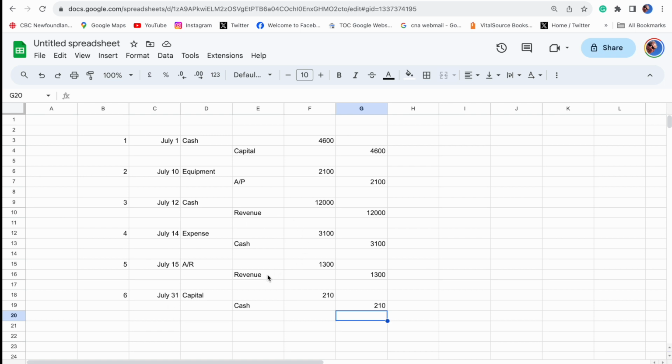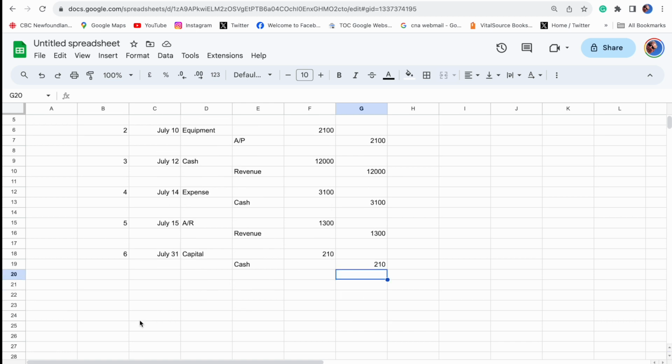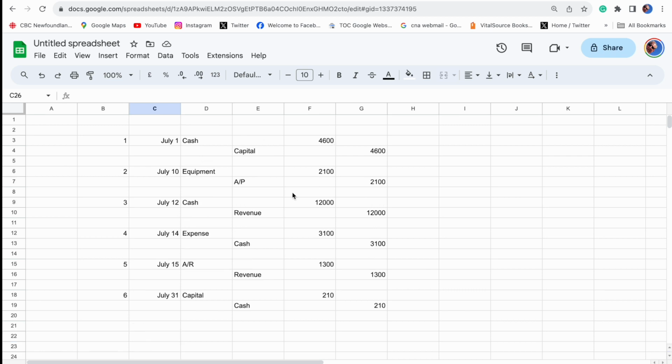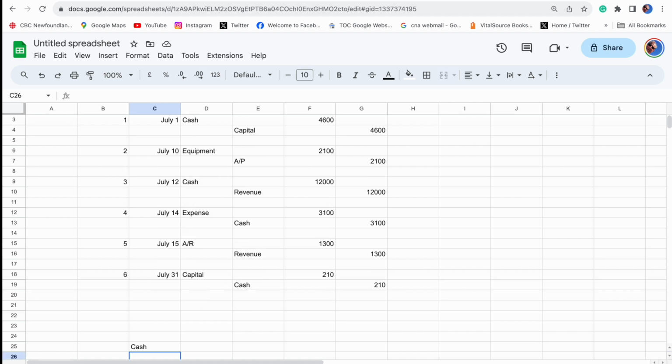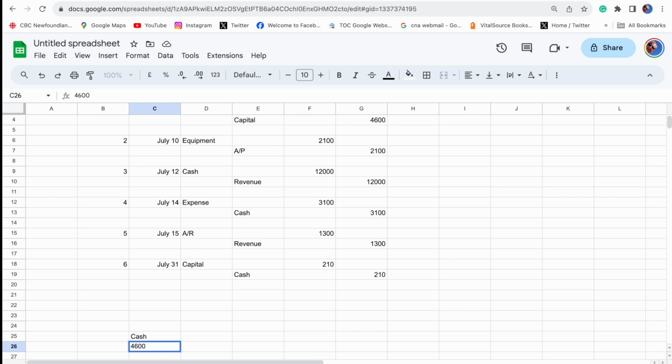Now, if we look at the various accounts, what we can do is take those journals, and this is the process that we run through, and put them in what's called the ledger. The ledger is just each individual account, with money coming in, money going out. So let's look at the cash one, for example. We saw some events where cash was affected here. On July 1st, our first cash event, cash went up by $4,600. So that was debited.